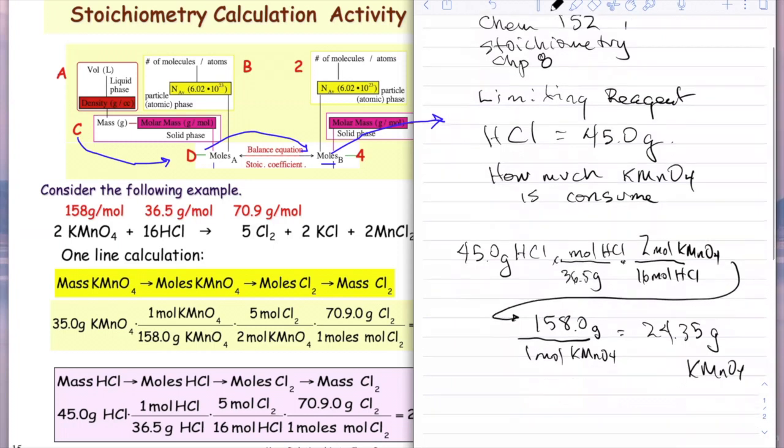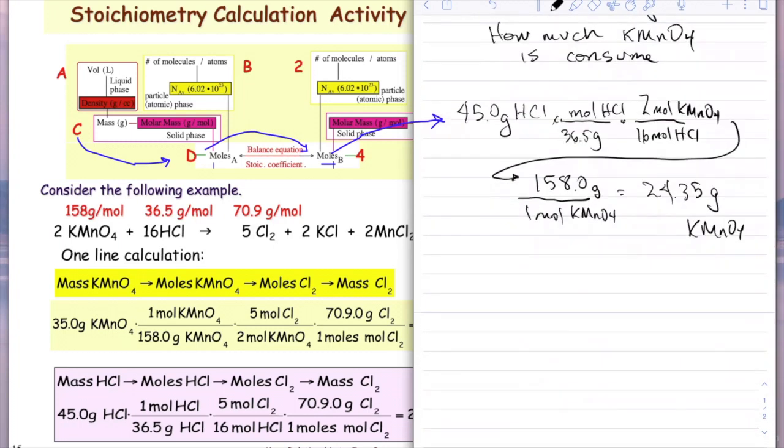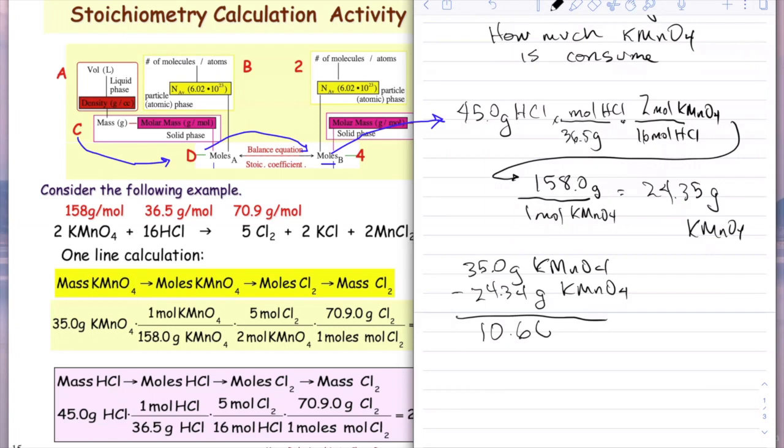But remember that we were given 35 grams of KMnO4. So we are going to consume 24.34 grams of KMnO4. So the amount that remains is going to be 10.65, sorry, grams of KMnO4 not used. That would be the excess reagent.